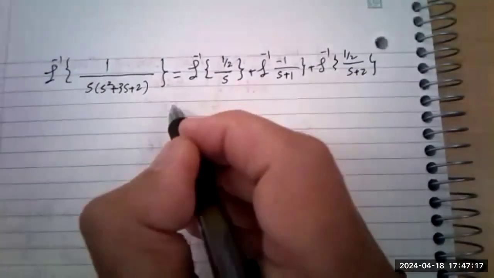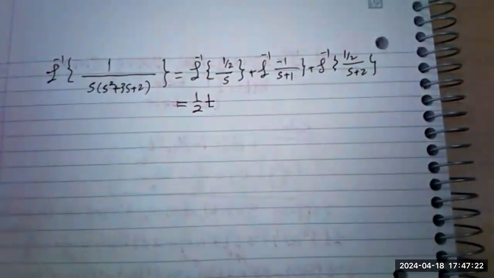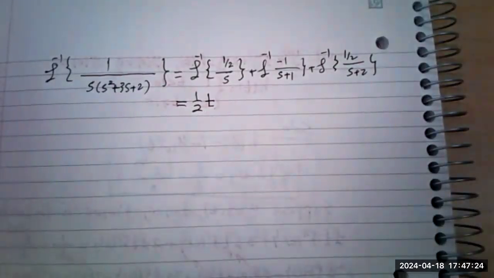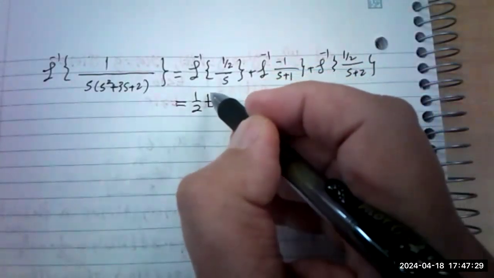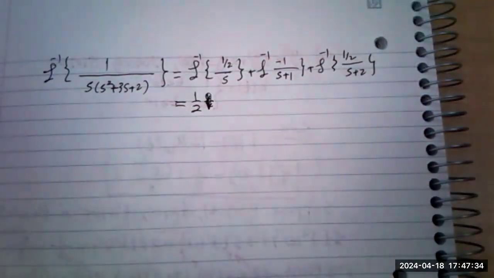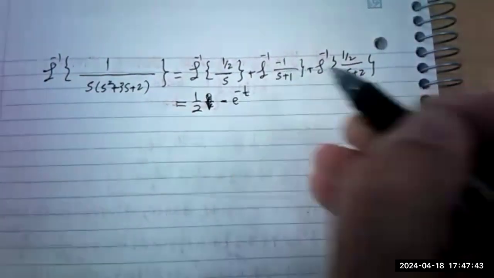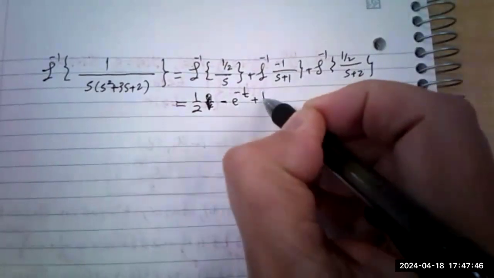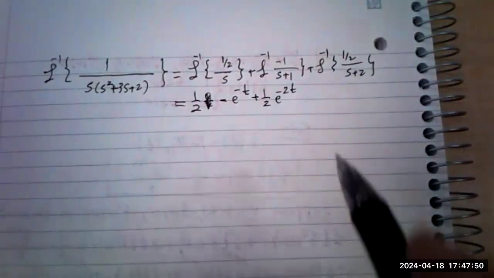So the result would be, this is 1/2 of t. Or it's just 1/2. What is 1 over s? Okay, it's just 1/2. Laplace inverse of 1/s is 1. Laplace of 1 is 1/s. Okay, that's the first one. The second one would be negative e to the negative t. This one would be 1/2 of e to the negative 2t. That's it, call it g of t.